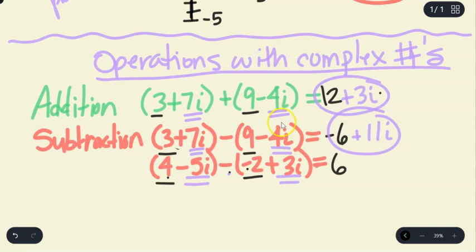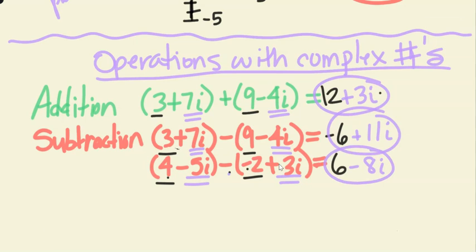And then I have negative 5i minus 3i. Well, I have a negative 5i minus a positive 3i. So that's basically negative 5i minus 3i, which gives you negative 8i. And that is your subtraction. And that's how you do addition and subtraction of complex numbers.